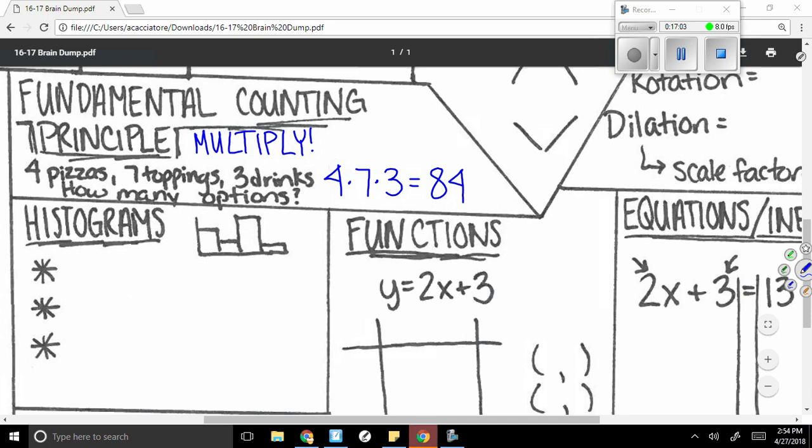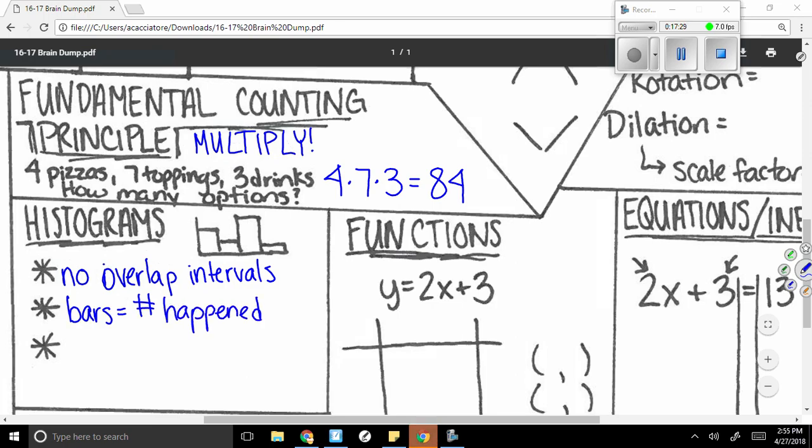Looking down at histograms. Histograms kind of look like bar graphs, and I drew you a little example. There are no overlapping intervals allowed. Your bars tell you the number of times that it happened. And the total, if they ever need you to find out the total without telling you, you have to add up all the bars.